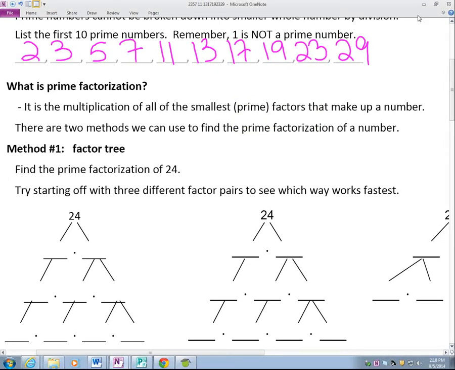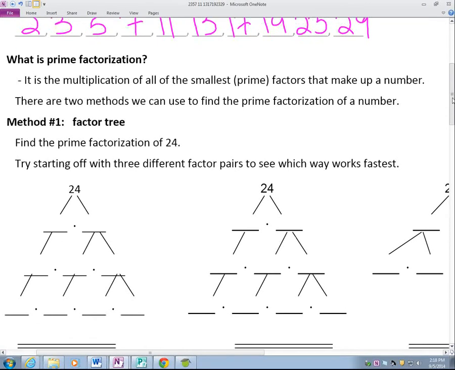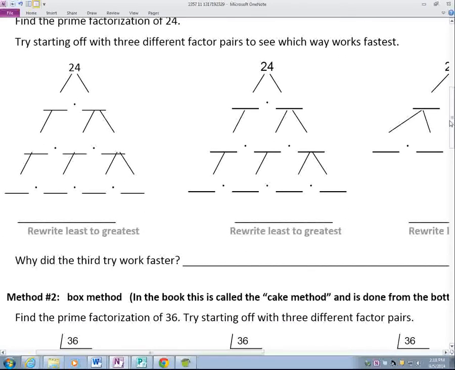So 4.4 already did the other ones that were done in the book. Here's the prime factorization method 1, factor tree, brought to you by the Wu-Tang Clan Method Man. Find the prime factorization of 24. Try starting off with the different factor pairs to see what works best.